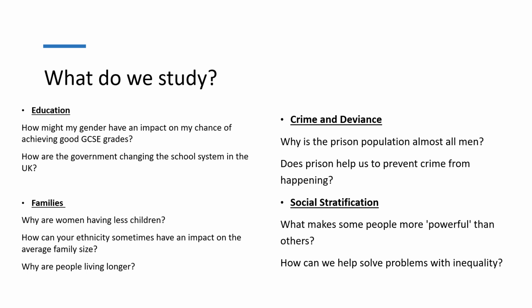Some of the really interesting topics here, like looking at education and how your gender or your home background can be linked to the GCSEs that you might end up achieving, or crime and deviance, where we can look at how the prison population, for example, in the UK is almost all men. It's about 97% male, and why that might be.